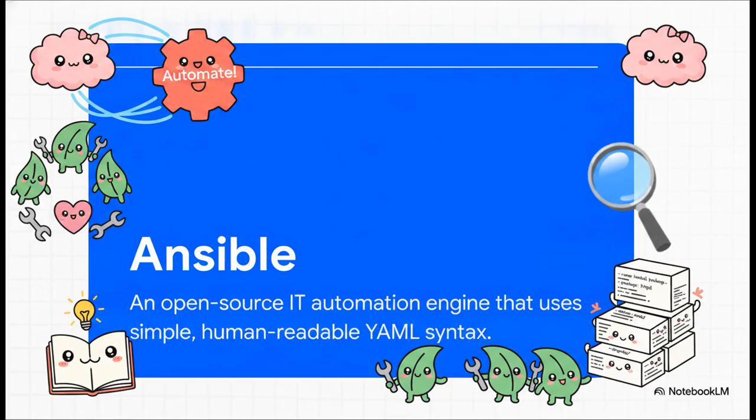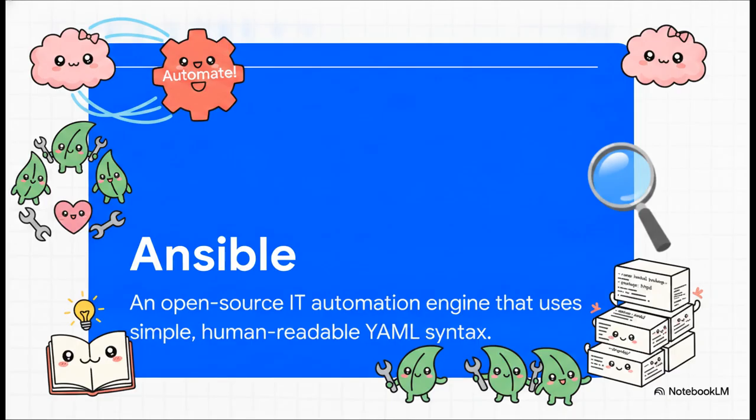So, what exactly is it? Well, at its core, Ansible is an open-source IT automation engine. It automates provisioning, configuration management, application deployment, you name it. But here is the absolute best part if you're a beginner. It uses something called YAML. And yes, that literally stands for yet another markup language.